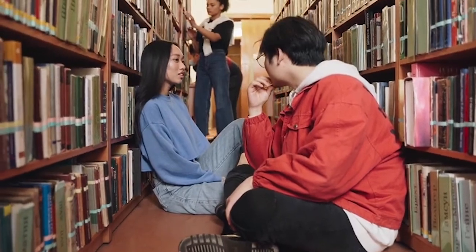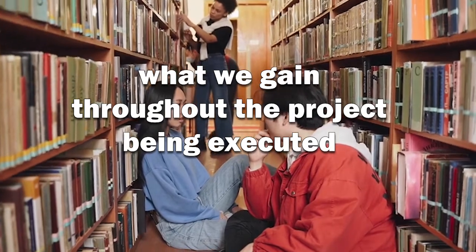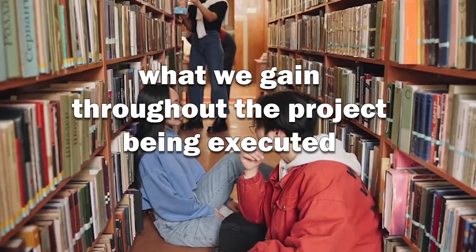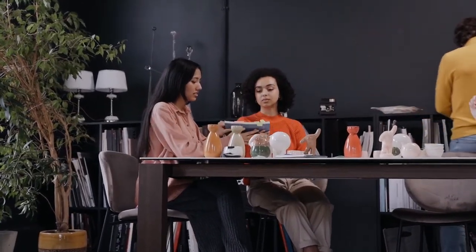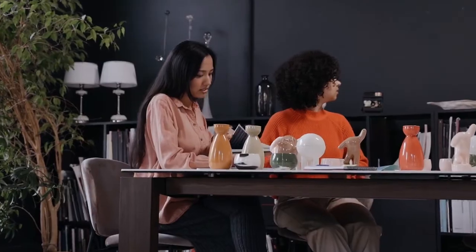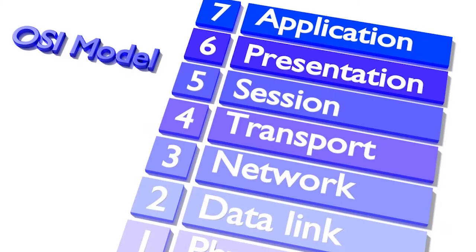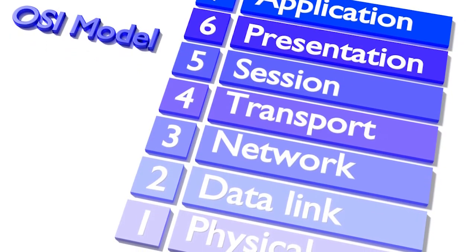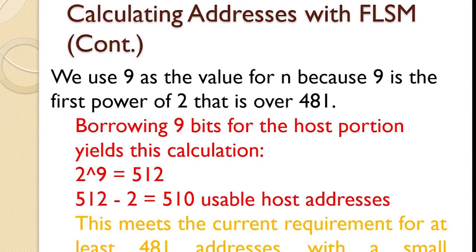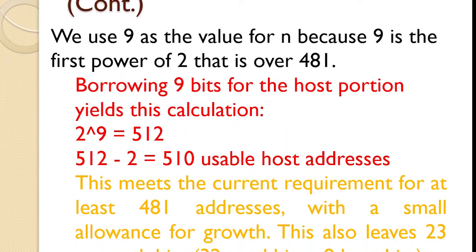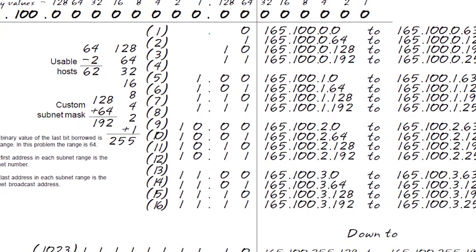So on the second part of this presentation, I will talk about the gains of what we experienced as a group throughout the execution of this project. We learned a lot from this project. Every group member has done their part in completing the project within the time given. As an example, every group member now fully understands the application of the OSI layers and their function in real life. Second, our knowledge about FLSM has increased as we now know how to do the subnetting calculation for it.